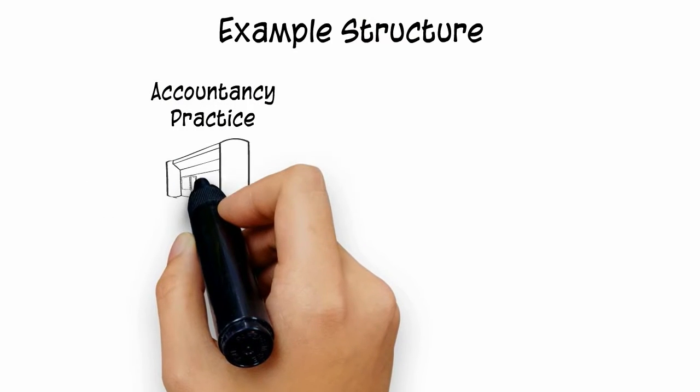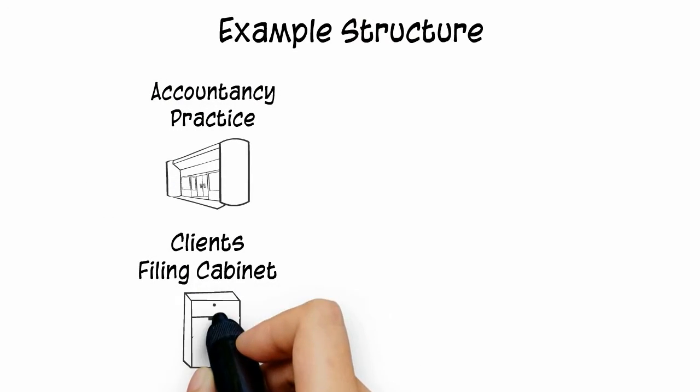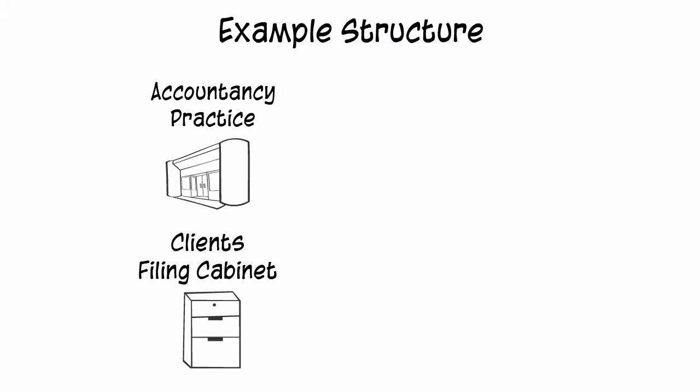Okay, to go any further, it's best to use an example. We will choose the accountancy industry and the client's filing cabinet. Other industries and filing cabinets are available in the example structures section of your welcome pack. Okay, let's take the example structure and discuss how it looks and feels in Virtual Cabinet.